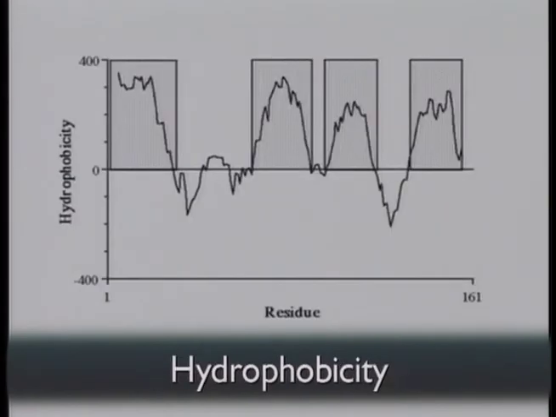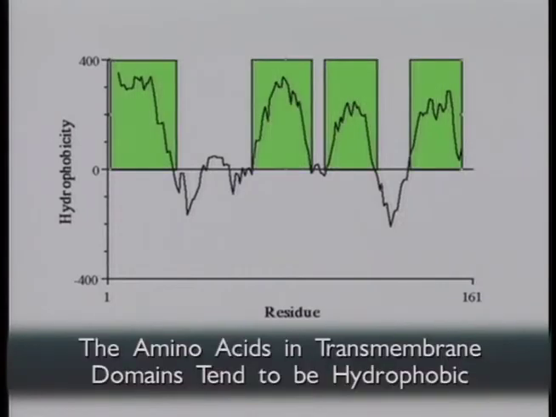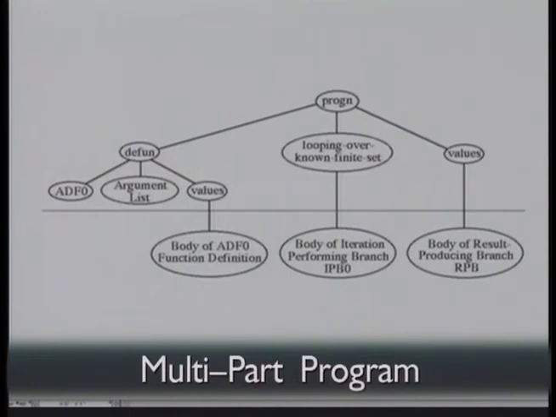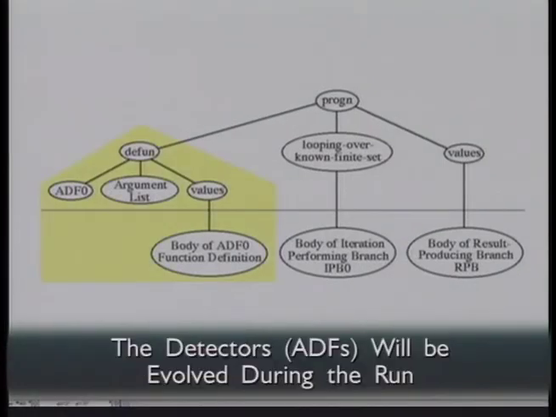Plotting the moving average of the hydrophobicity values of the 20 amino acids is a good way to locate some transmembrane domains. Suppose, however, that we knew nothing in advance about the biological concept of hydrophobicity. Could we evolve a multi-part computer program containing one or more automatically defined functions, an iteration-performing branch, and a result-producing branch that is capable of correctly making this classification?